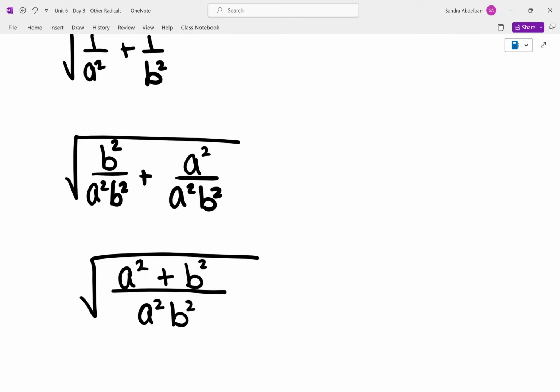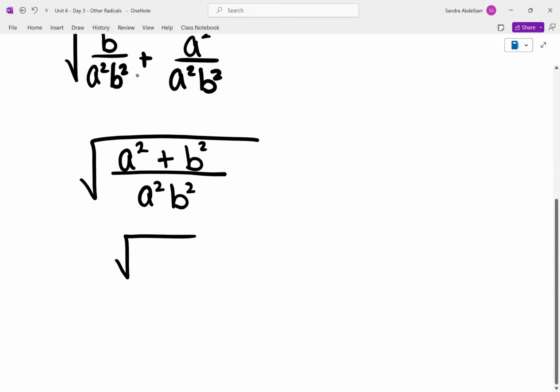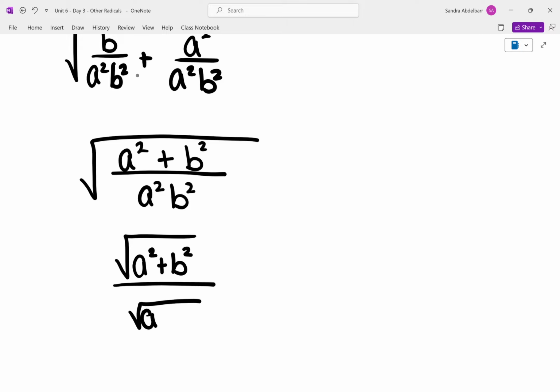Now we are not allowed to leave a fraction underneath a radical. So what I'm going to do is go from one illegal thing to another illegal thing. What do I mean? I'm going to split this into a radical in the numerator over a radical in the denominator. But in the denominator now, does that square root cancel out the squareds?